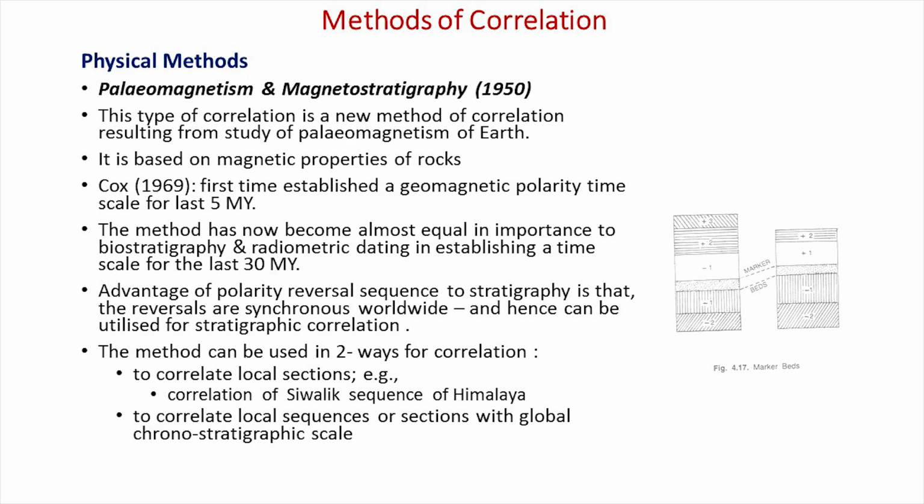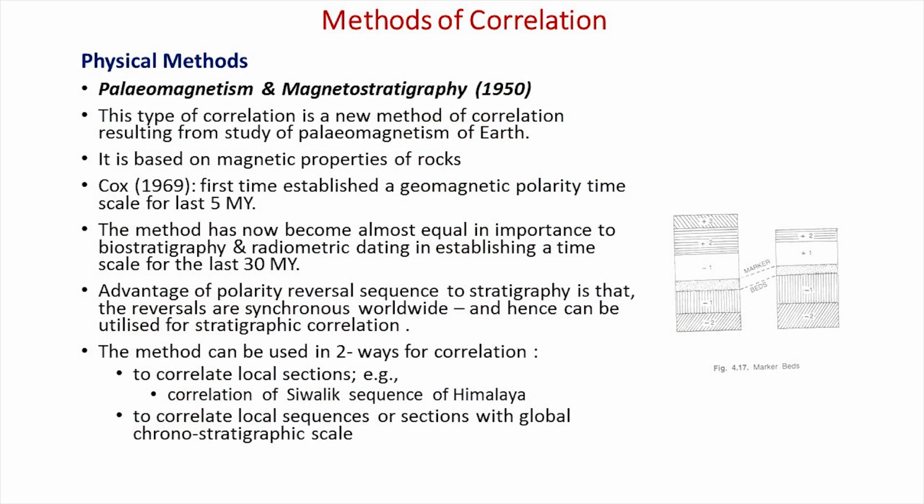This technique was evolved in the year 1950. It is a very new physical method of correlation. This type of correlation is based on the study of paleomagnetism of the Earth. That is, we can say that the method is based on the study of magnetic properties of rocks. Cox in 1969 for the first time established a geomagnetic polarity time scale for the last 5 million years. This method has now become almost equal in importance to biostratigraphy and radiometric dating in establishing a time scale for the last 30 million years.